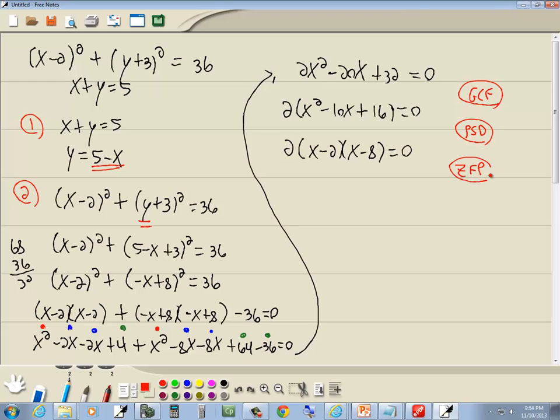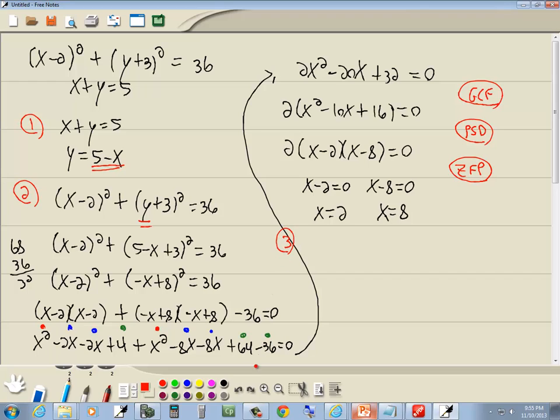Zero factor property says you get 0 on one side, you factor the other side, you set these factors equal to 0. Now it doesn't do us any good to set the 2 equal to 0, so we'll set x − 2 equal to 0, and we'll set x − 8 equal to 0. And then we want to solve those. So that gives us x = 2, and x = 8.